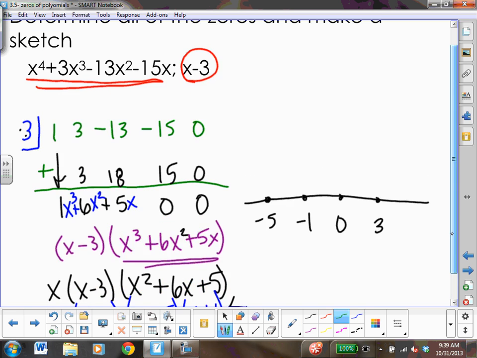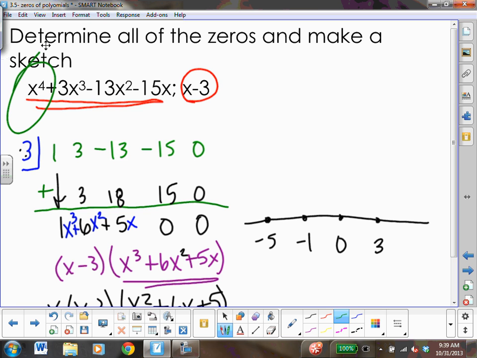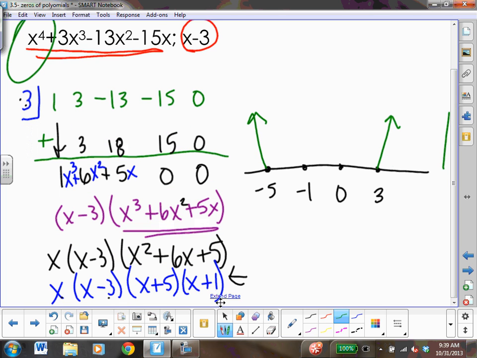Let's see. The degree of this polynomial is 4, and my leading coefficient is a positive number, so I know that my end behavior is going to be up and up. Looking at my factored form, it looks like none of these zeros happen more than once, so each has to pass through all of the zeros, which means that my function is going to go through negative 5, through negative 1, through 0, and through 3. So this would be my solution.